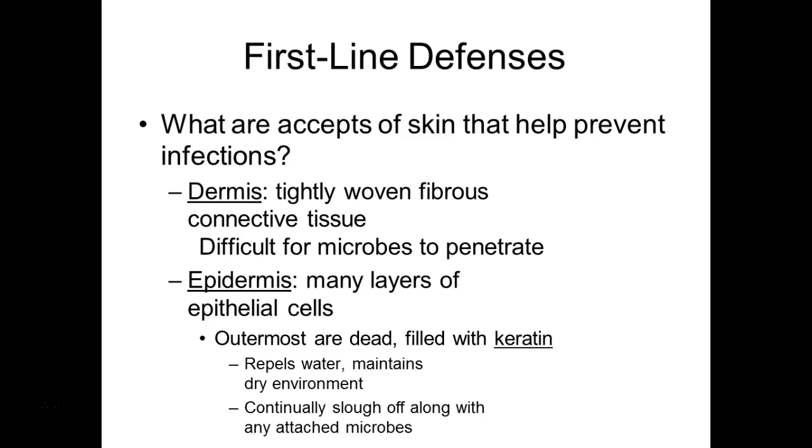The epidermis, many layers, and the outermost layer is actually dead cells. They're filled with a protein known as keratin, which is the same protein that's in your hair and nails in higher concentrations. And this helps make the environment pretty dry and water resistant. And the fact that, like I said, you're continually shedding those cells, right? That layer is continually being replaced. So anything that may be associated with those cells also gets sloughed off.